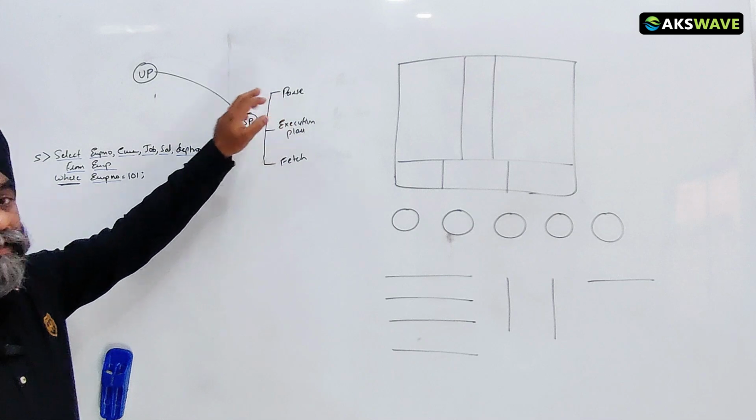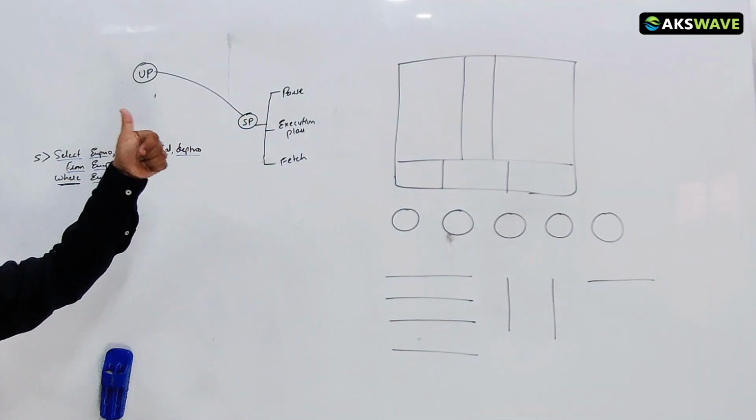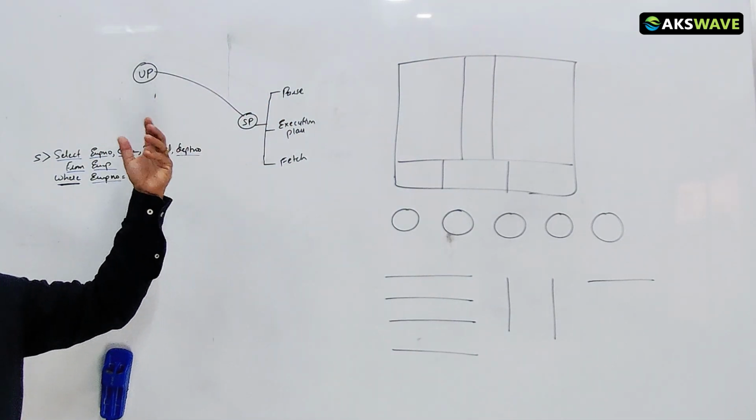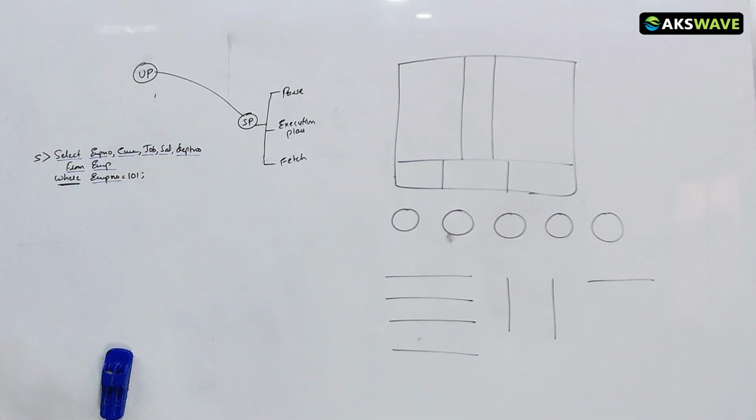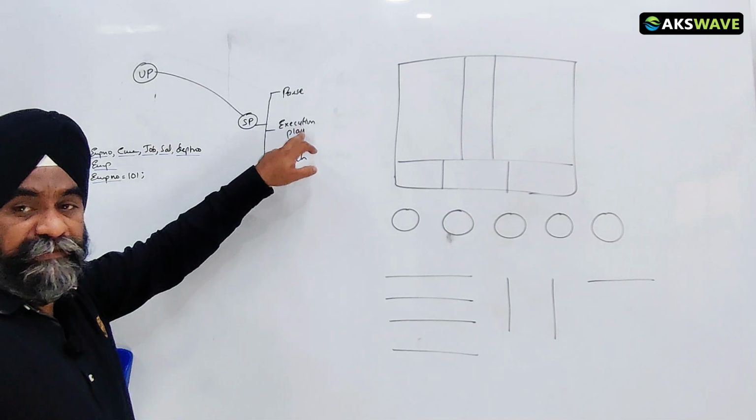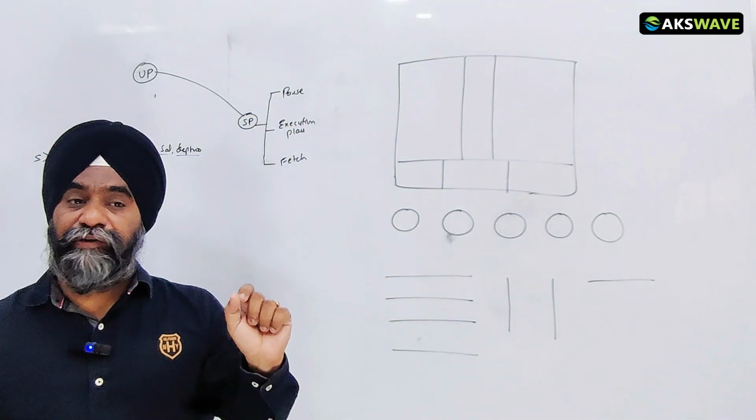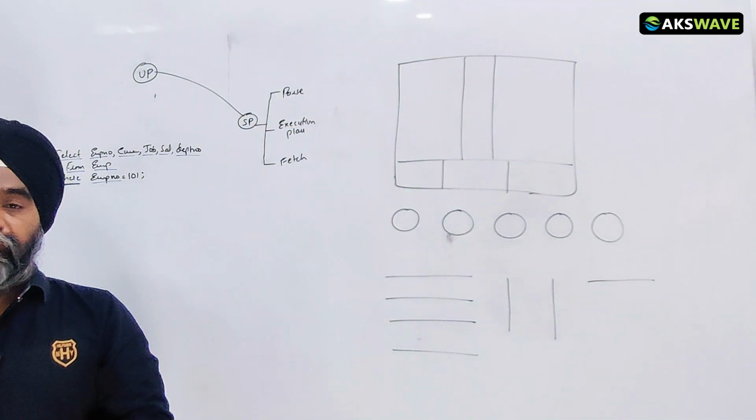Once the parsing is completed, the user is a right user, the table exists, the column exists, and the user also has permissions to access. Once everything is done, then it will go to the next stage. The next stage is what? Execution plan. Now, what is this execution plan here?